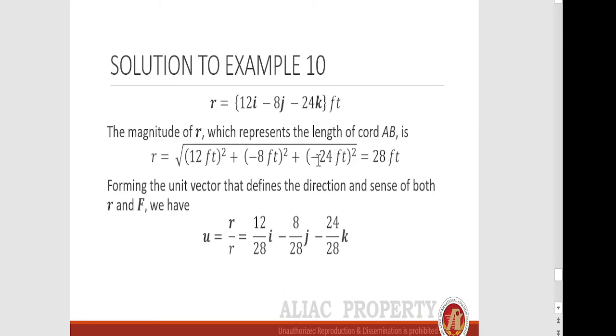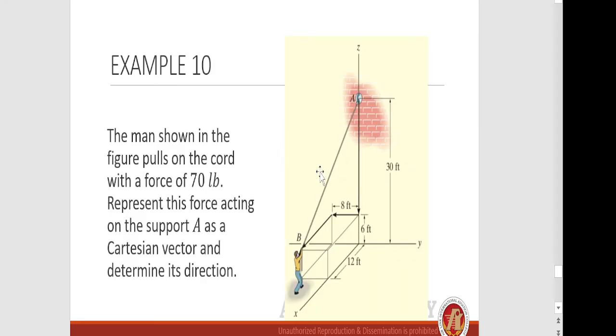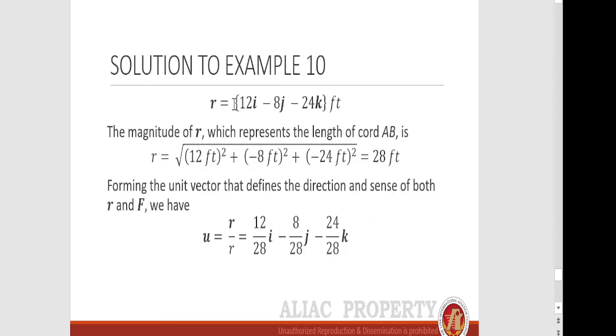So that's why it is 24, because 6 feet is below, so 30 minus 6 feet is 24 feet. That's why we substitute the value. And the magnitude r is found again: the square root of 12 squared plus 8 squared plus 24 squared, so it will be 28 feet.